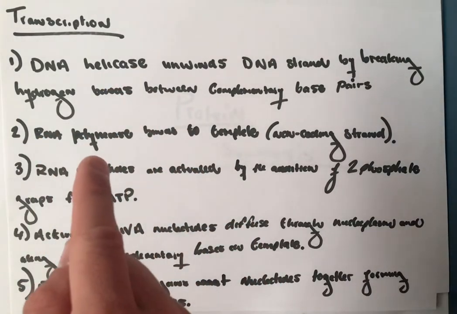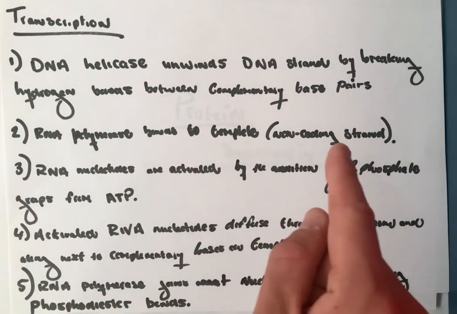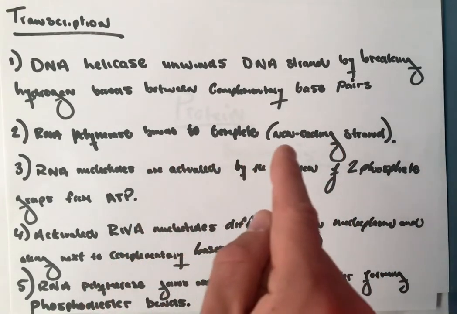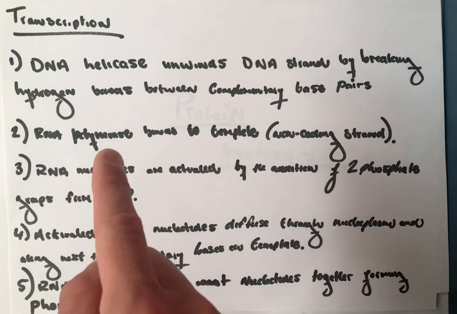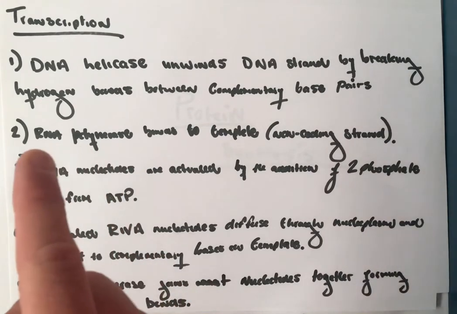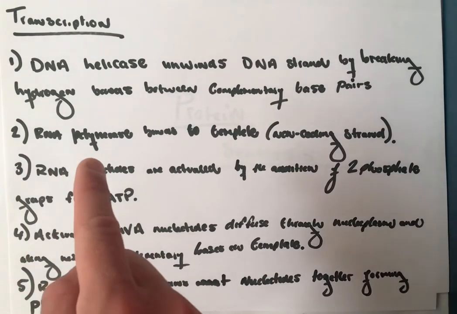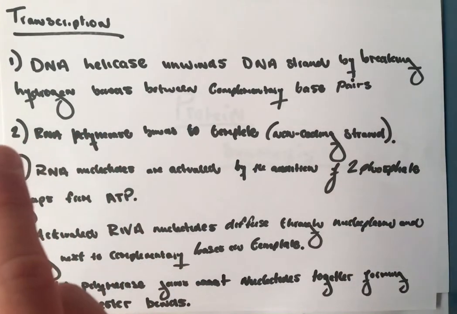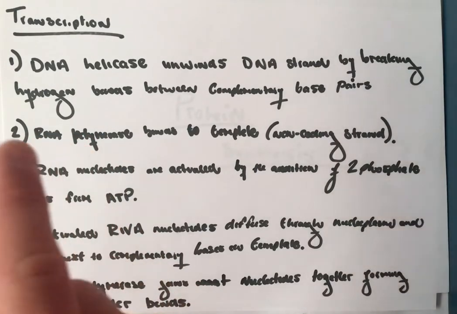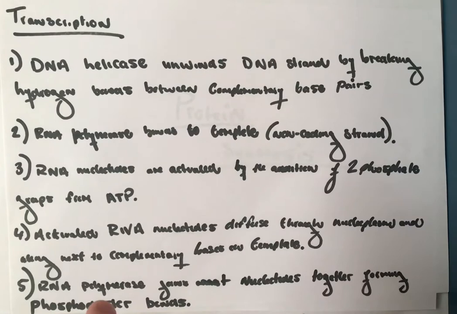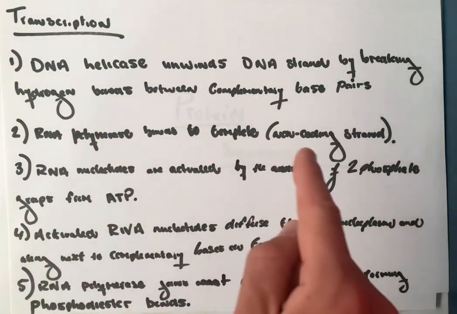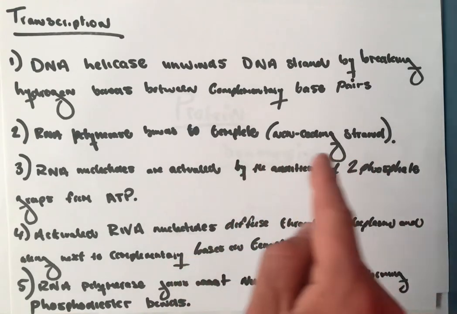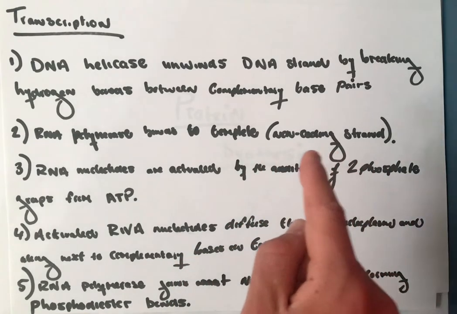Then RNA polymerase binds to the template strand or the non-coding strand. So don't get this mixed up with DNA replication, whereby it has DNA polymerase. In protein synthesis, which is this process here, RNA polymerase is the enzyme. And this binds to the template strand, which is also known as the non-coding strand.